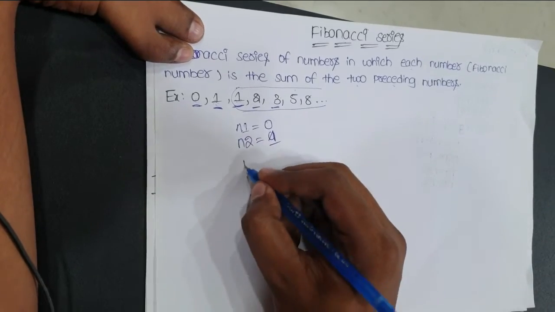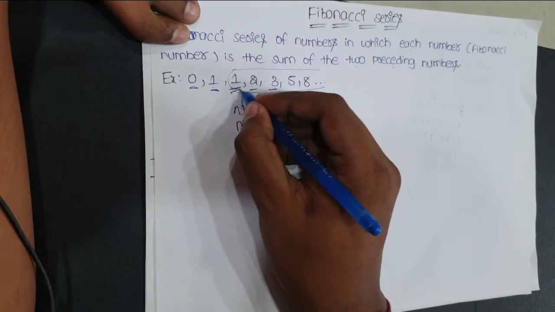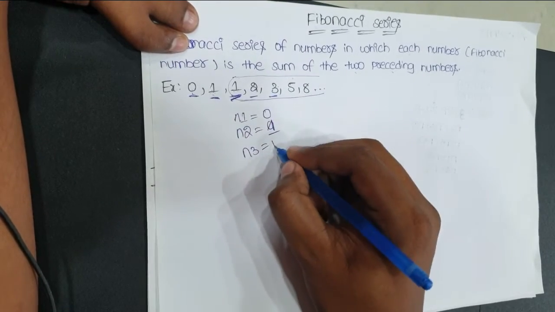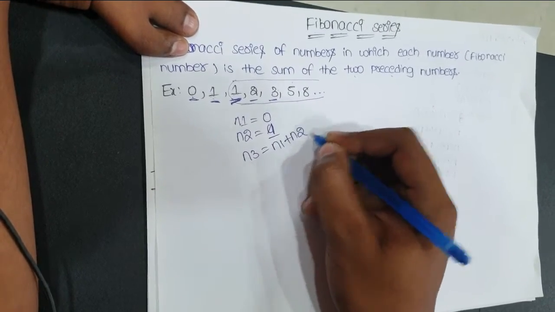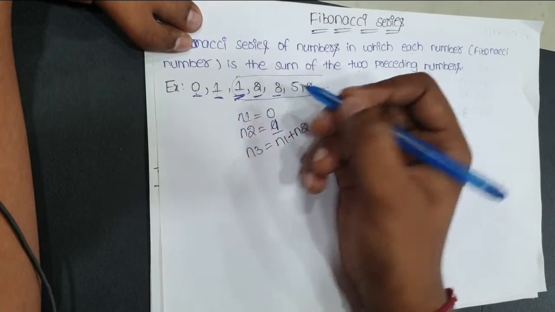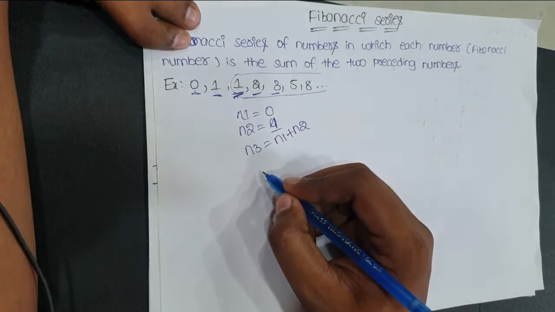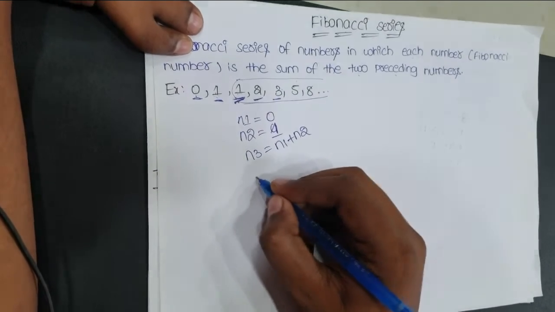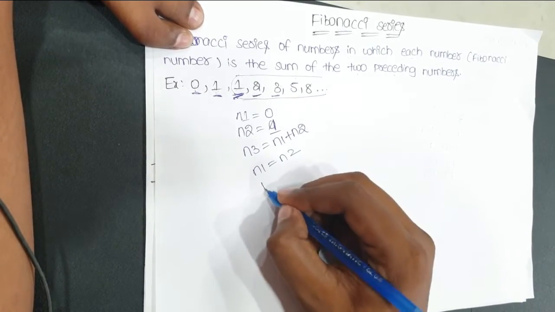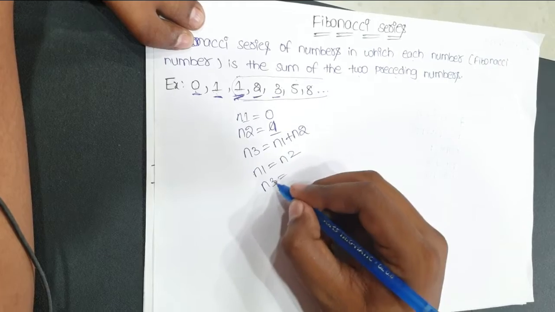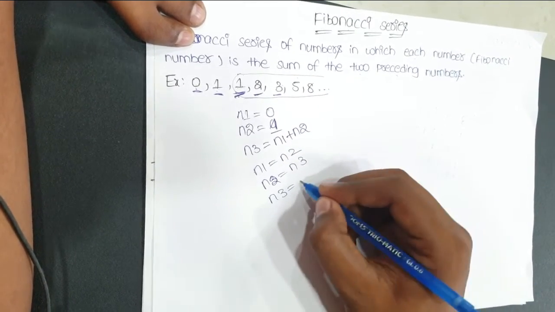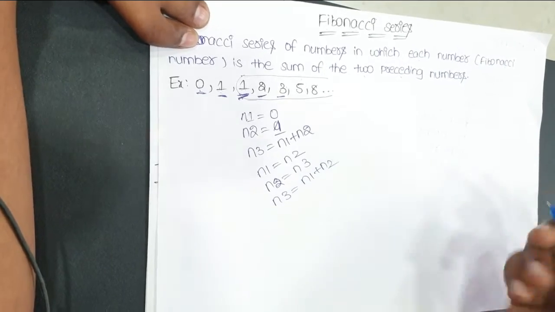Next, the n3 term, which is the third term, is equal to the first term plus the second term, that is n1 plus n2. And we need to write the n4th term. For the n4th term, we need to redeclare n1 is equal to n2, n2 is equal to n3, and n3 is equal to n1 plus n2.